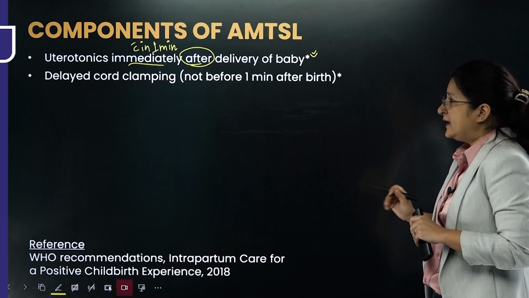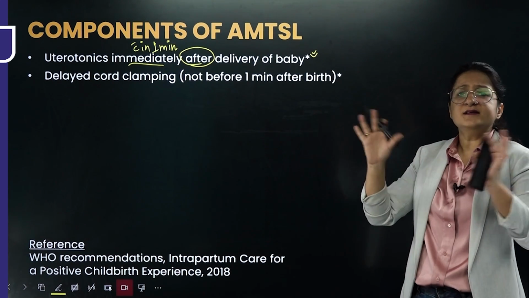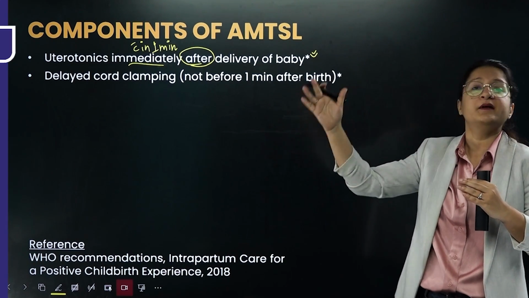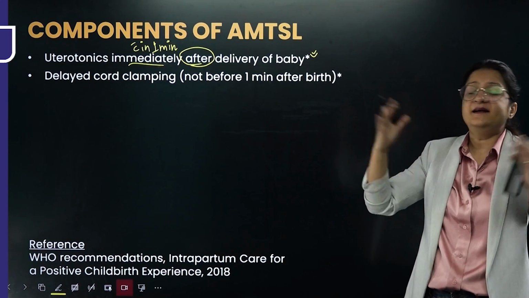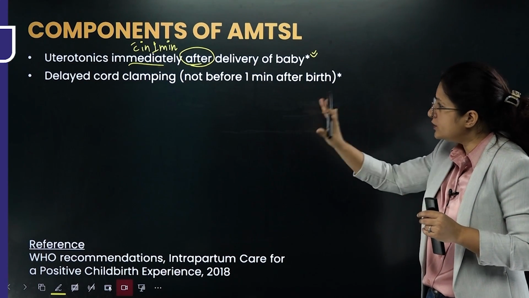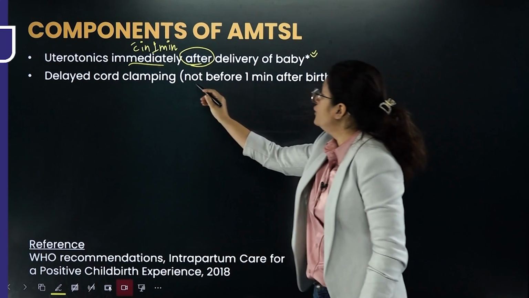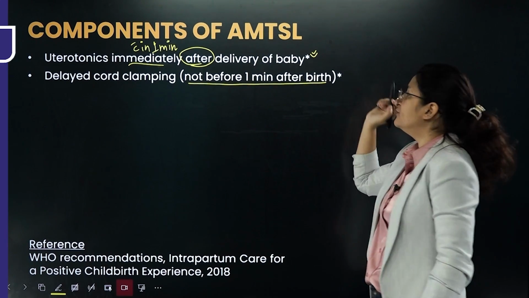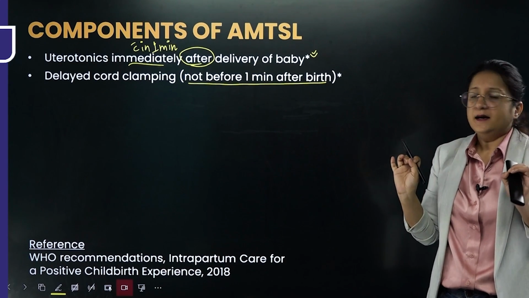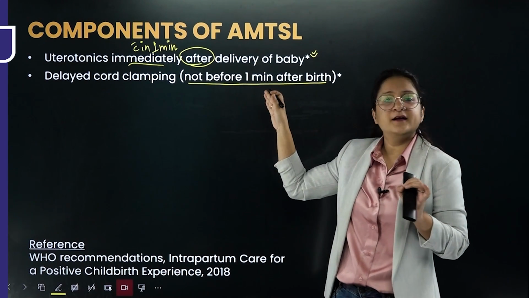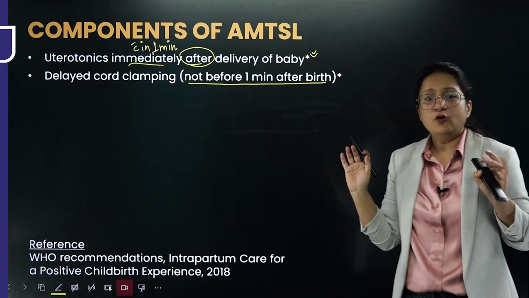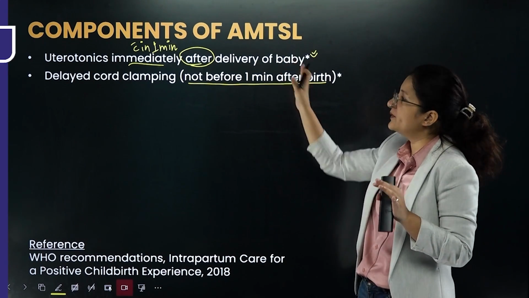Delayed cord clamping. Now, what does delayed cord clamping mean? Various studies have been done where cord clamping has been delayed for 1 minute, 2 minutes, 3 minutes, or delayed till the cord pulsation ceases. Now, the WHO is saying that the cord should be clamped not before 1 minute after birth. That's an important point. So, technically, delayed cord clamping is not an intervention that is going to decrease the risk of PPH.